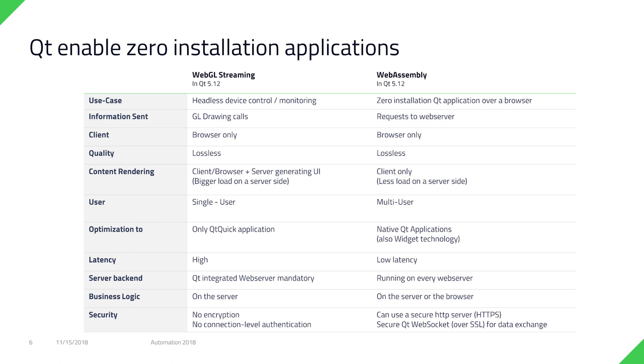And finally, also an important point, it's about security, because again, here we're talking about basically transmitting potentially critical information over the network. So with WebGL streaming, and again, in 5.12, this will change in the future, there is currently no encryption of the data being exchanged, and also no connection level authentication. So you would need to put in place another solution if you need security there. With WebAssembly, no limitation on the server. So basically you can just use a secure HTTP server, and also for exchanging data between the front end and the back end, as I said earlier, you can use Qt WebSocket, and of course you can use that with SSL so that all the data exchange is secured.